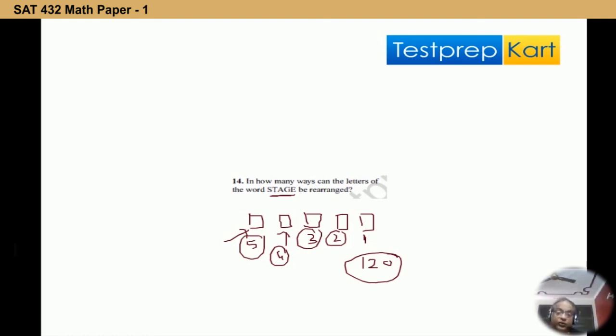So 120 ways the letters of this word can be rearranged. You see that you cannot use a particular alphabet or letter more than once, because you have to use the letters of the same word. Once you have used S, that's gone. That's how the number of ways is 120.